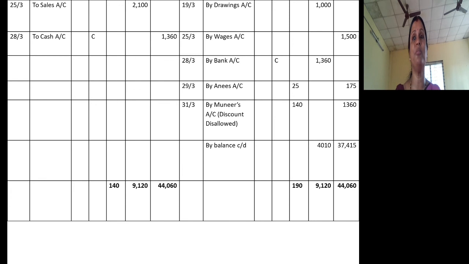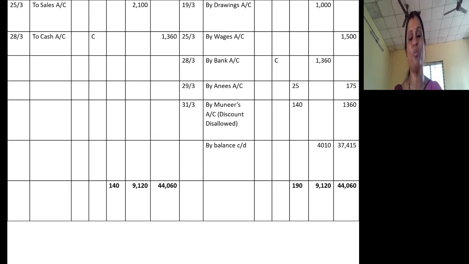So at the same time, discount allowed will get disallowed. So that's why by Munir's account. So what's the journal entry? Munir's account debit to what account? Discount received account. Allowed was disallowed, will be treated as received. So then to bank account 1360.